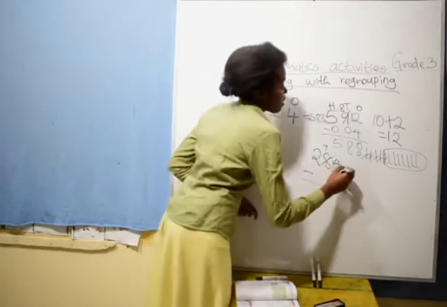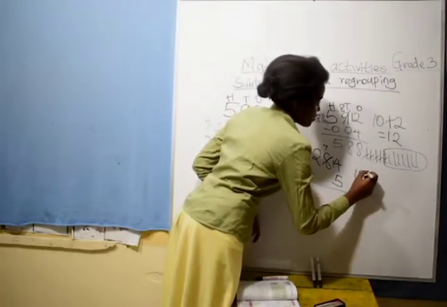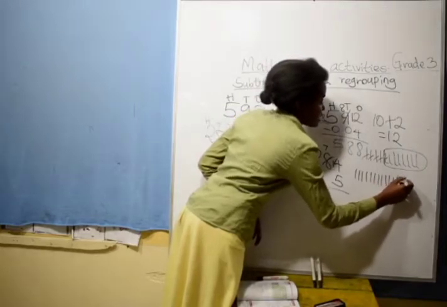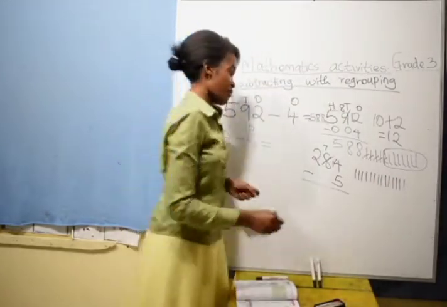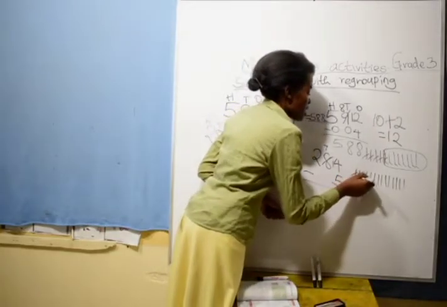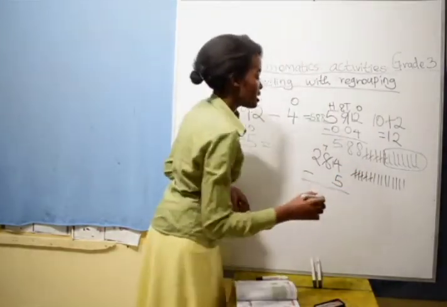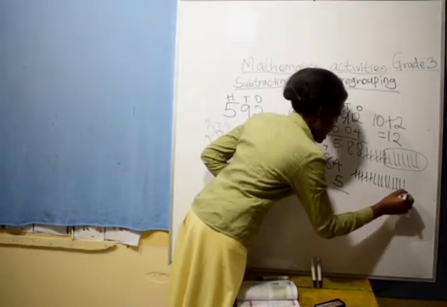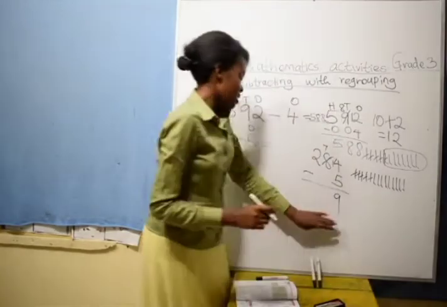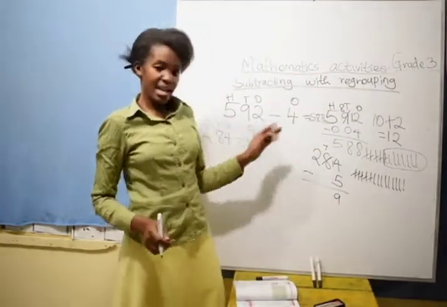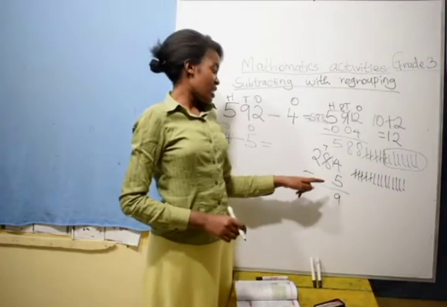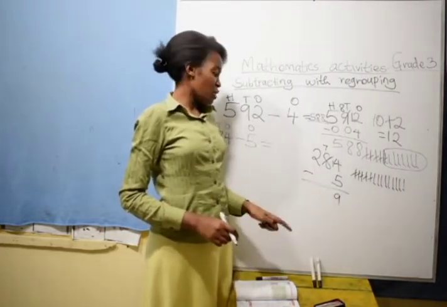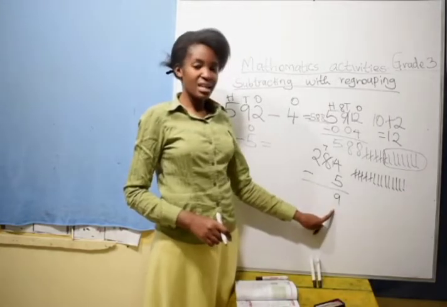Now let's count. 1, 2, 3, 4, 5, 6, 7, 8, 9, 10, 11, 12, 13, 14. We're taking away 5. 1, 2, 3, 4, 5. How many are remaining? 1, 2, 3, 4, 5, 6, 7, 8, 9. Yes, we are remaining with 9. The teacher had 14 sweets. She gave out 5 sweets. How many sweets will the teacher remain with? The teacher will remain with 9 sweets.